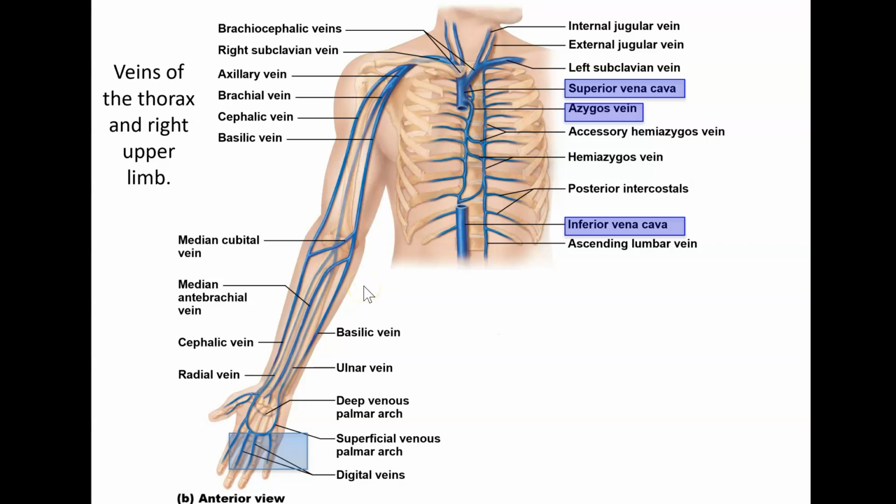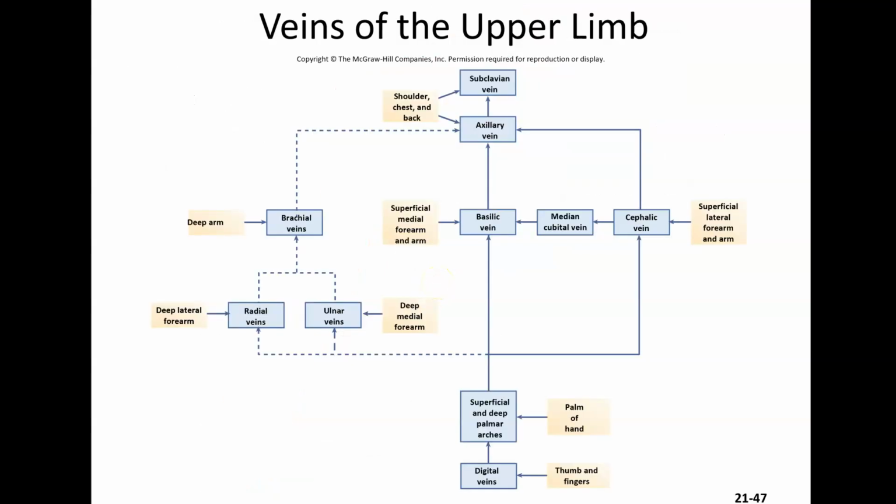The last superficial vein that we need to mention is the median cubital vein, this one that sits between your cephalic vein and the basilic vein. This median cubital vein is the main vein in which we draw blood from. And yet another great chart that shows you the venous drainage of the upper limb back to the heart.